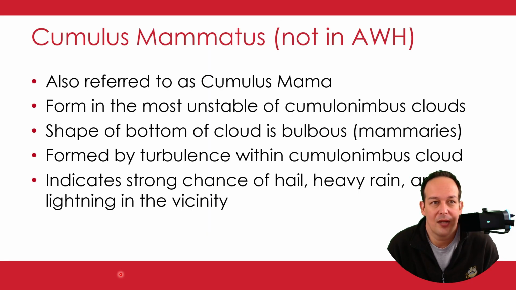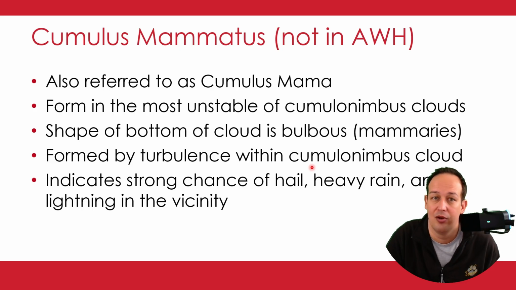Now there's one cloud type I want to tell you about. It's called the cumulus mammatus. This cloud is not described in the Aviation Weather Handbook, but I think it's really important that you know about it. This forms in the most unstable of cumulonimbus clouds. And like I said, cumulonimbus clouds indicate unstable air, but this cumulus mammatus will form when it's the most unstable. It's formed by turbulence within the cumulonimbus cloud, and it indicates a strong chance of hail, heavy rain, and lightning in the vicinity. So if you see this, don't fly in it.